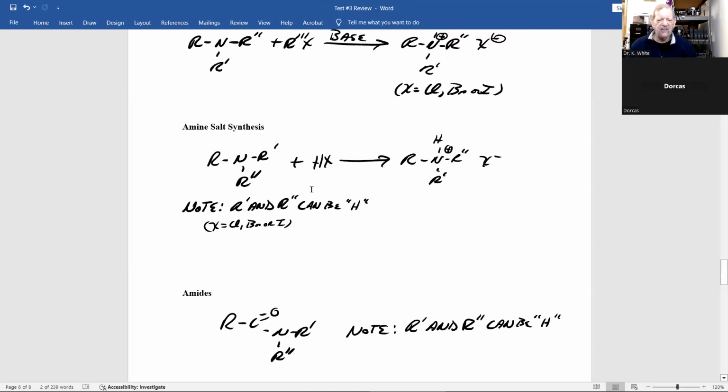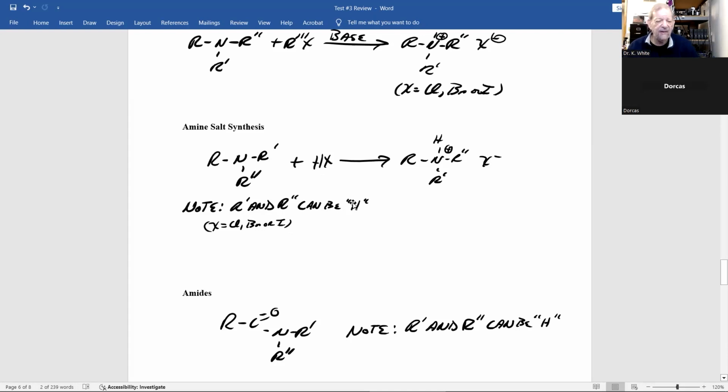Now, amines are bases. Remember, a base is a proton acceptor. And if you have an amine reacted with an acid, HX, where X can be chlorine, bromine, or iodine, like hydrochloric acid, like in your stomach, you'll form the amine salt. And this can be true for a primary, secondary, tertiary amine, which is why I have R and R prime can be hydrogen. And that's how you make an amine salt.